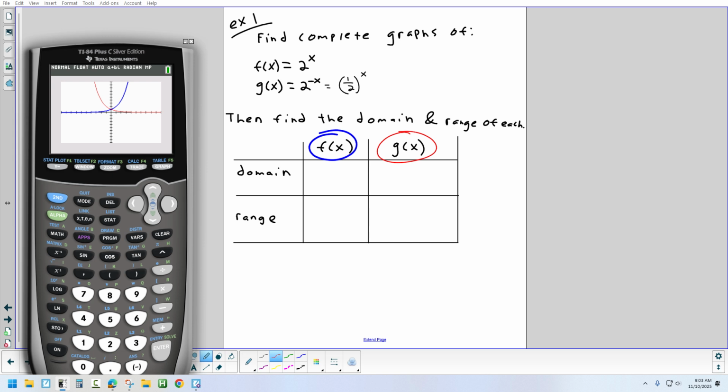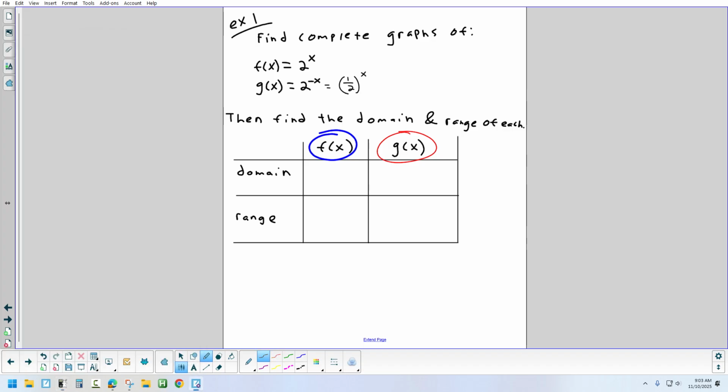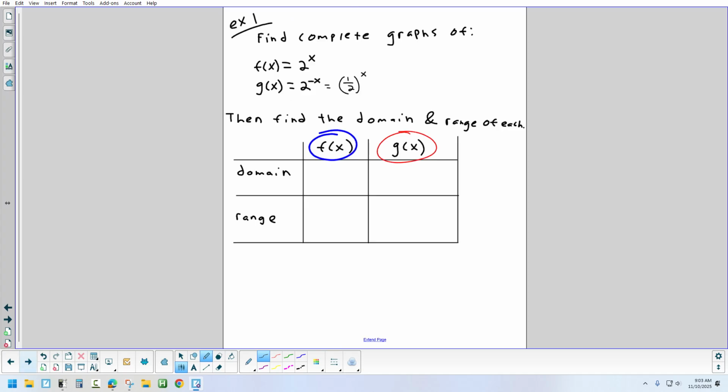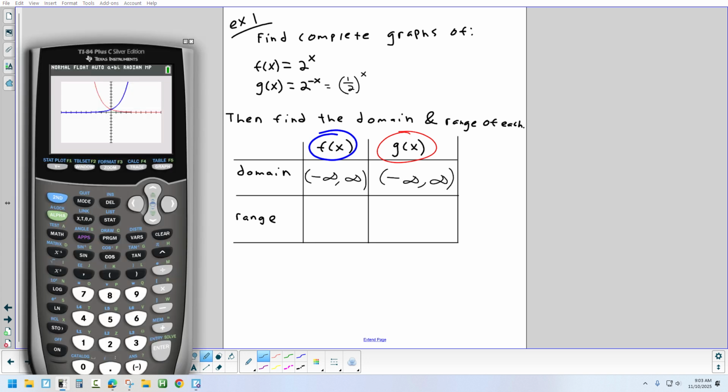All real numbers. Yeah, all real numbers. And what's the domain of g of x? All real numbers. It's also all real numbers. Right? No matter what kind of exponential function you have, transforming it will never change the domain. That's what I put down right there. Domain never changes. Okay, so we've got negative infinity to infinity. And same thing there. Okay, how about the range?